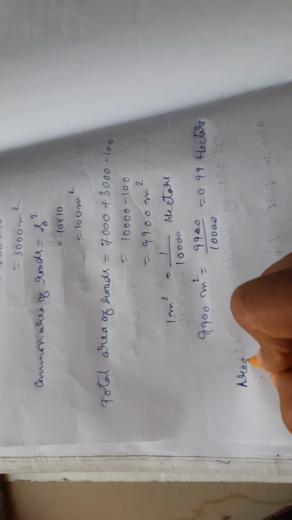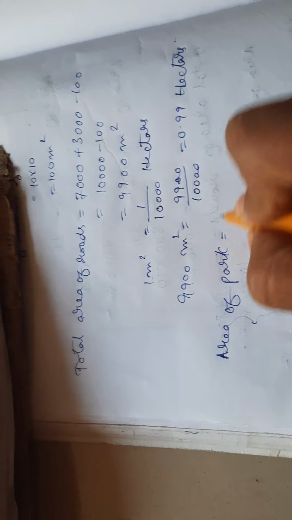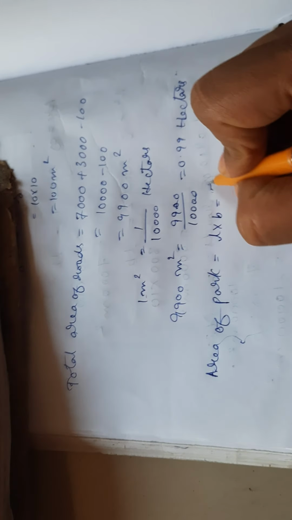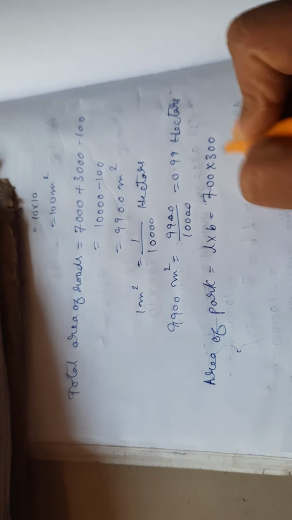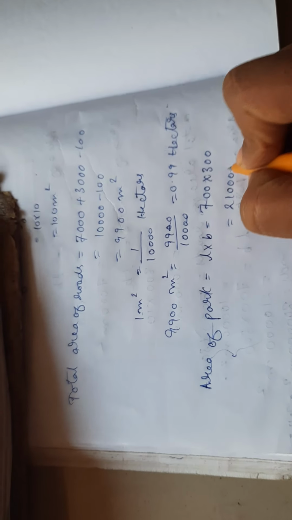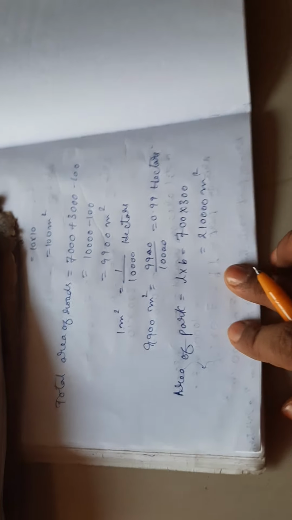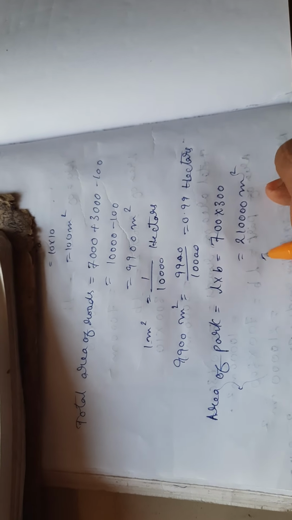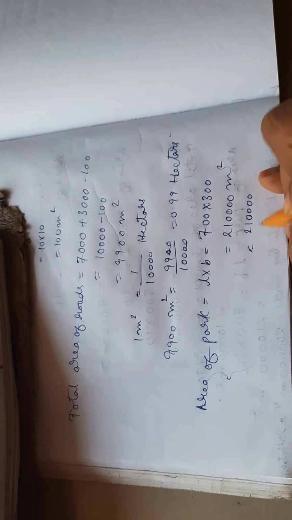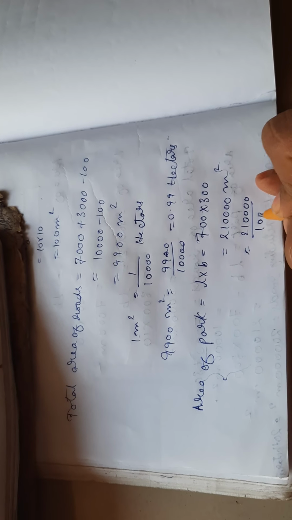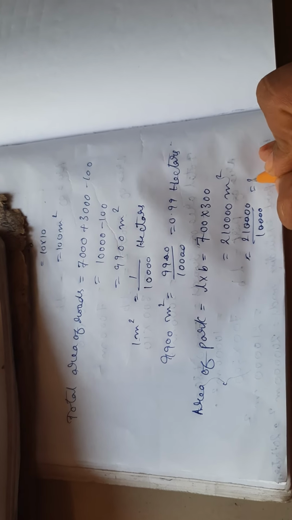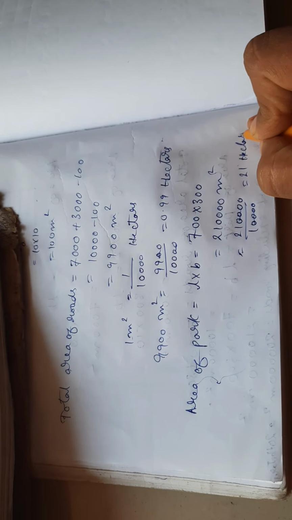Now we have to find out total area of park. So area of park is equal to length into breadth, which is equal to 700 into 300, which is equal to 2,10,000 meters square. If we convert into hectares, this is 2,10,000 by 10,000, which is equal to 21 hectares. So this is the total park area.